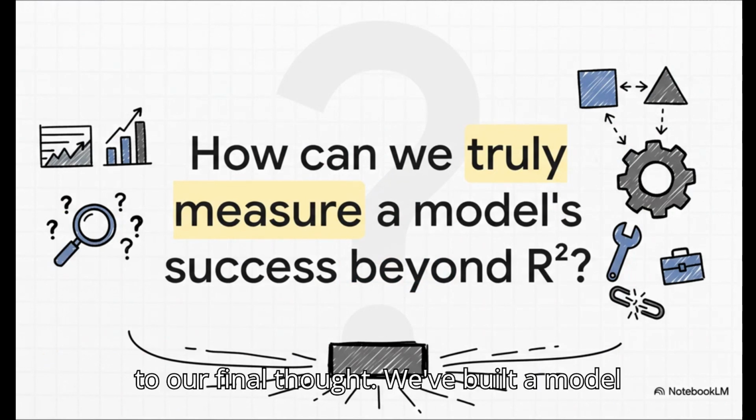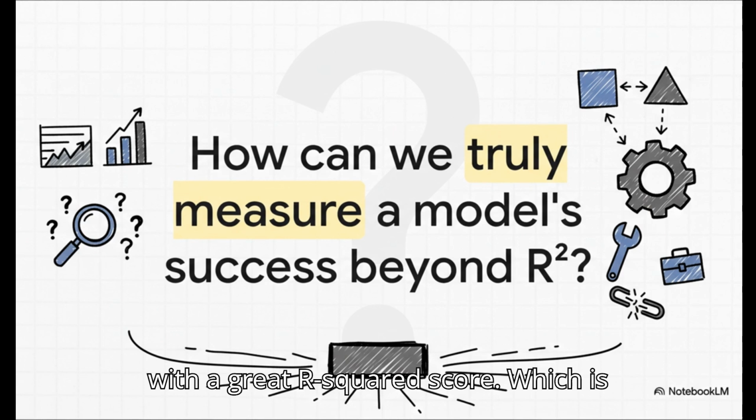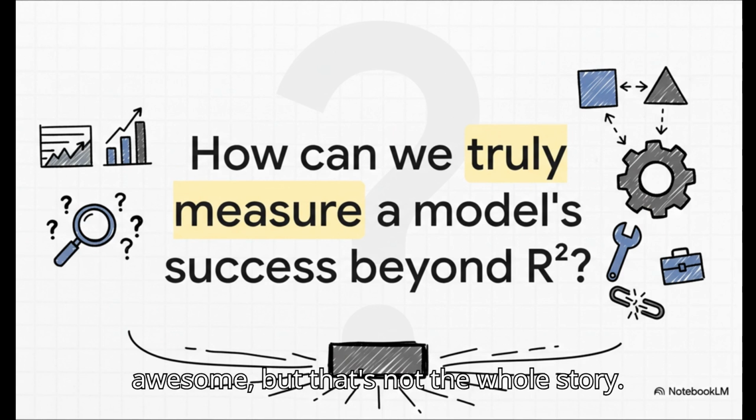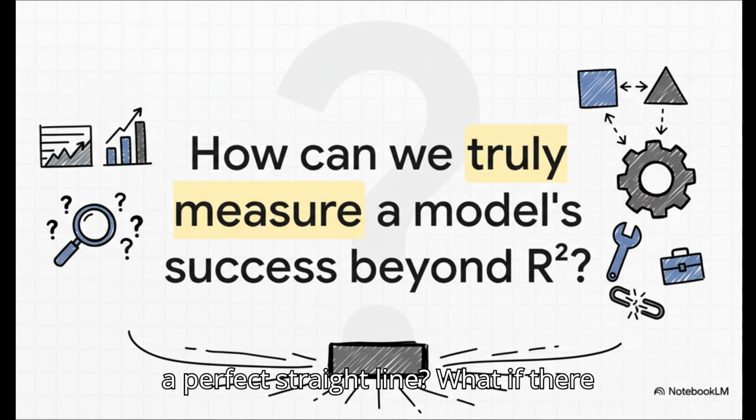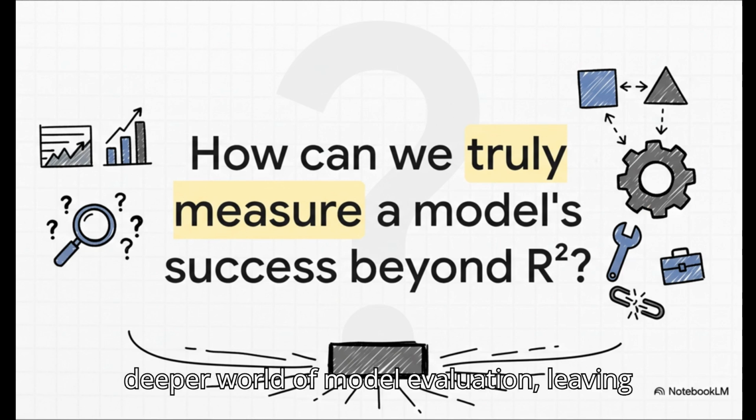And that brings us to our final thought. We've built a model with a great R-squared score, which is awesome. But that's not the whole story. What if the real-world relationship isn't a perfect straight line? What if there are hidden problems in our data? This question leads us perfectly into the deeper world of model evaluation.